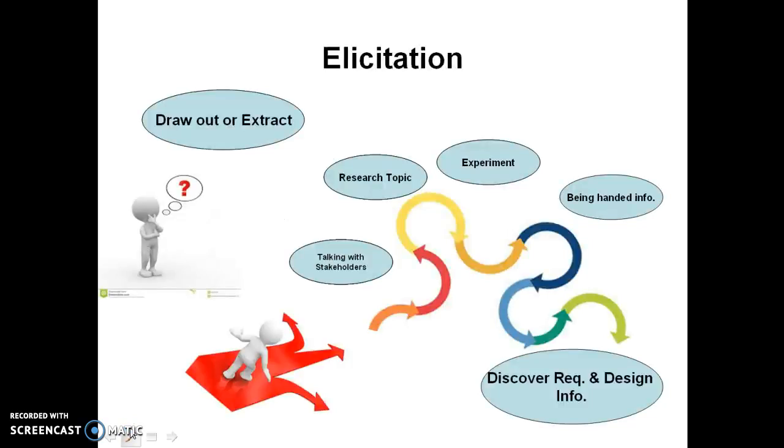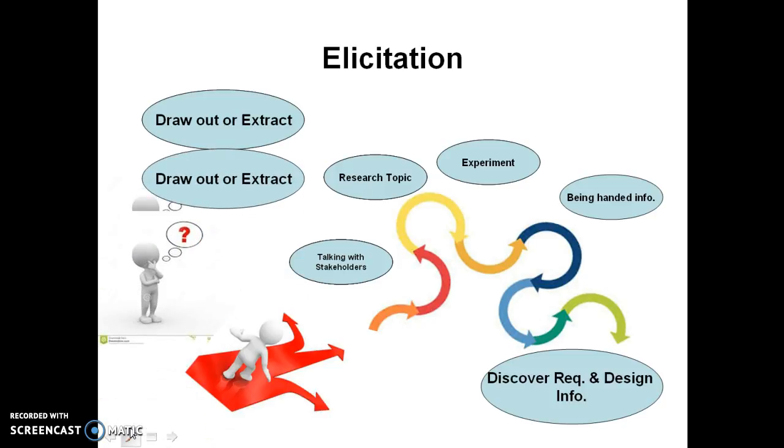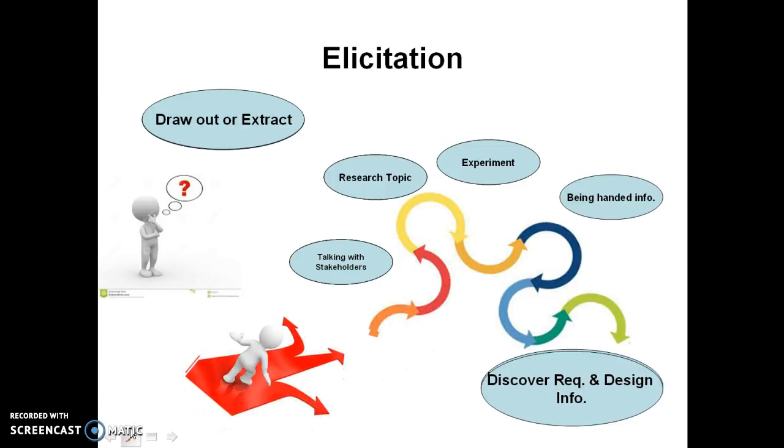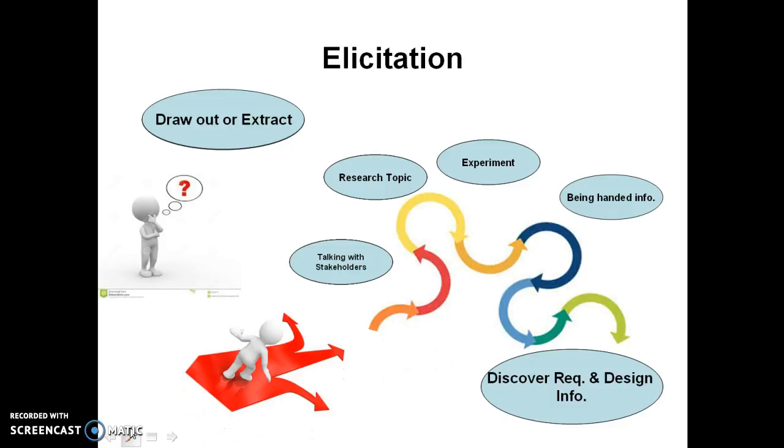Let's start by looking at what is elicitation. Elicitation is the drawing forth or the receiving of information from stakeholders or other sources. It is the main path to discovering requirements and design information, and might involve talking with stakeholders directly, researching topics, experimenting, or simply being handed information.